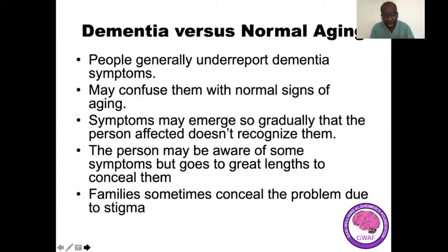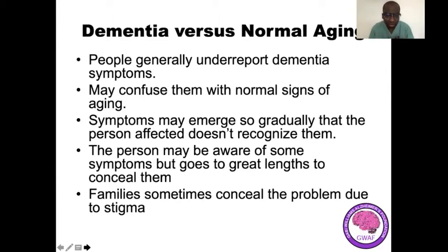So it's important to make the diagnosis early, because we know that early diagnosis leads to early treatment. And even though there is no cure for Alzheimer's disease, some of these treatments that we start early can slow the progression of the disease. And so it's important for us not to confuse Alzheimer's signs with the signs of aging.